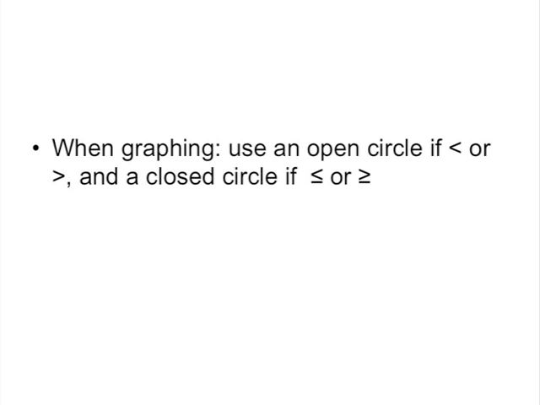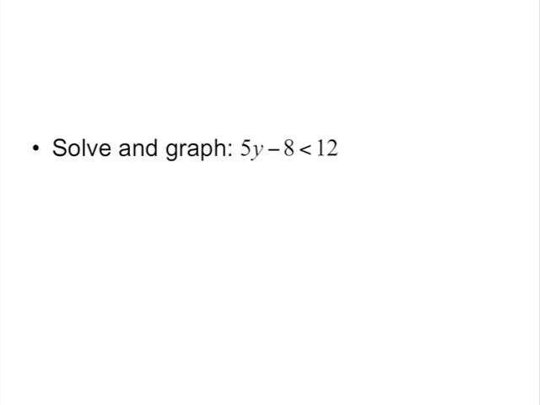When we graph our solutions, we're going to use an open circle if there's not an equal to bar underneath our greater than or less than. We'll use a closed or shaded in circle if there is an equal to bar underneath that symbol. So let's see what these would look like when we actually go to solve.